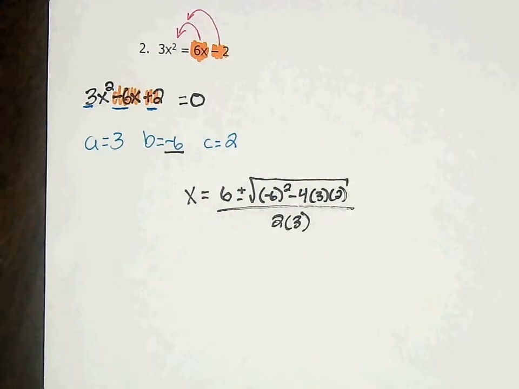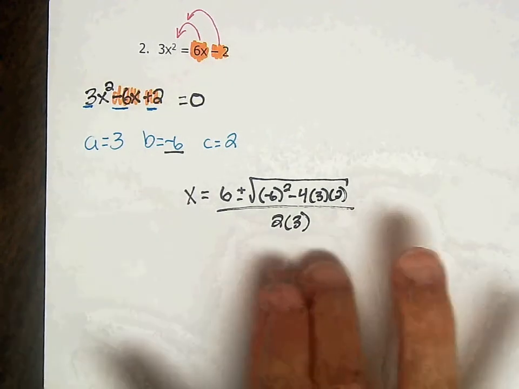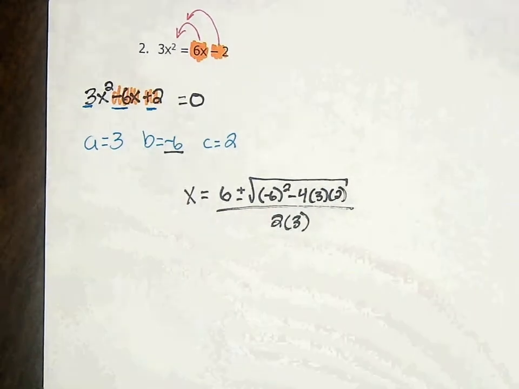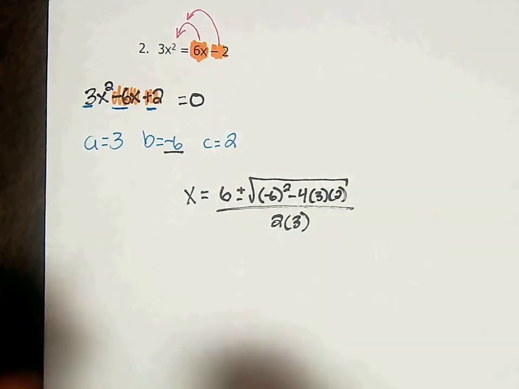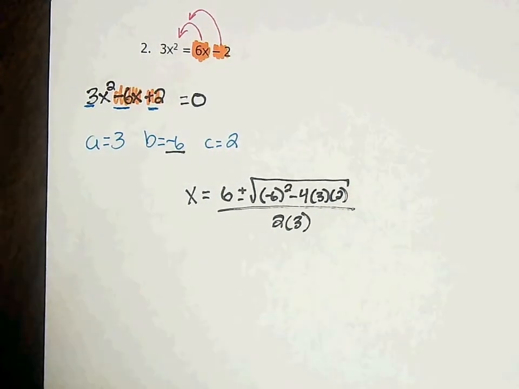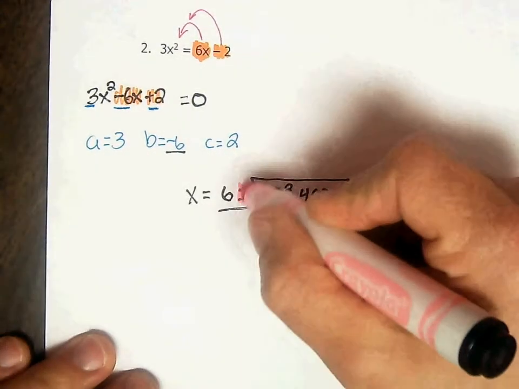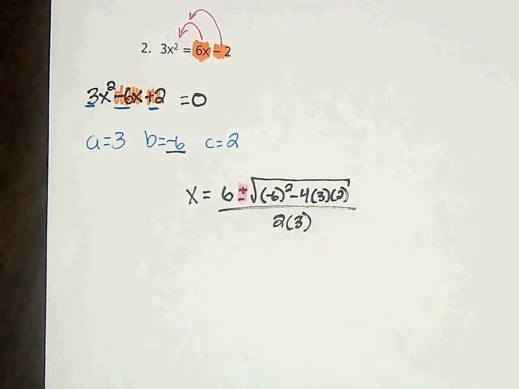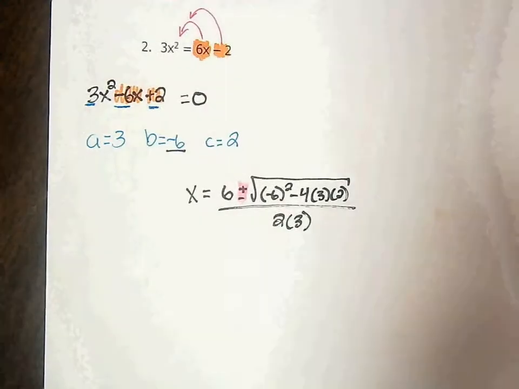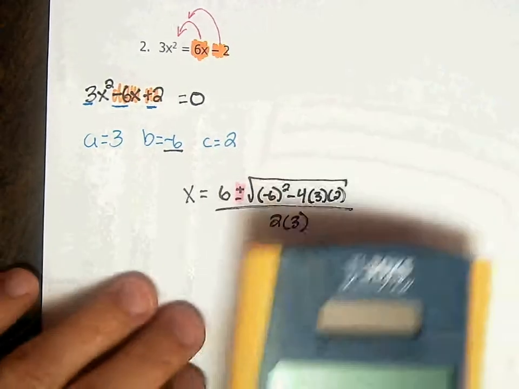Okay? So that, we're going to take that right there, we're going to type in our calculator. This becomes really two different problems. You have the plus problem and the minus problem. Again, this tells us that this is really two problems in one. So I'm going to type this in my calculator. I'm going to let y'all watch me do that.